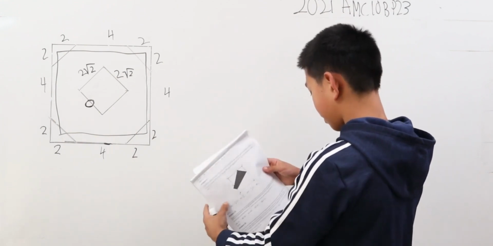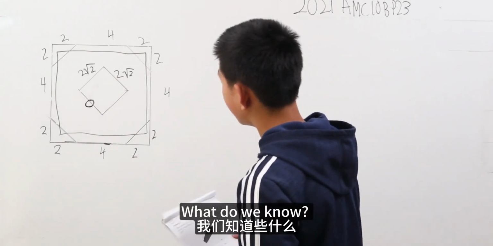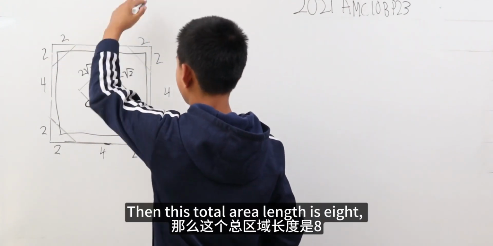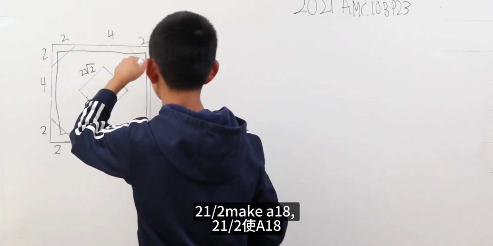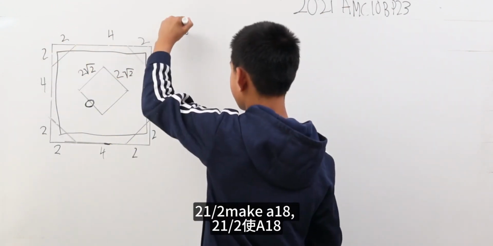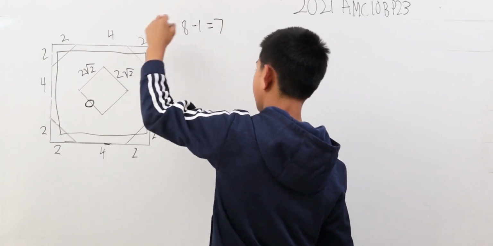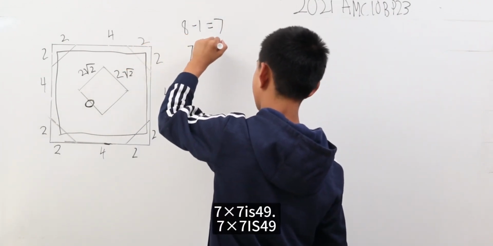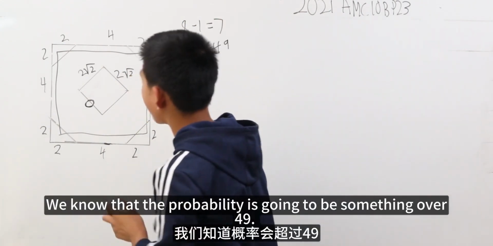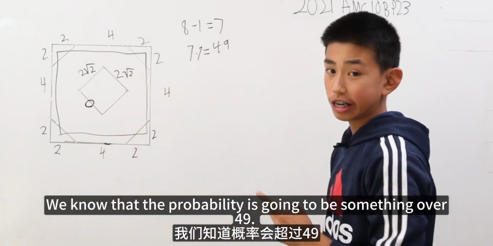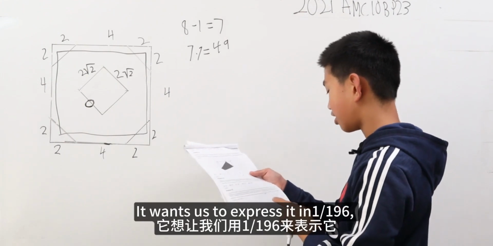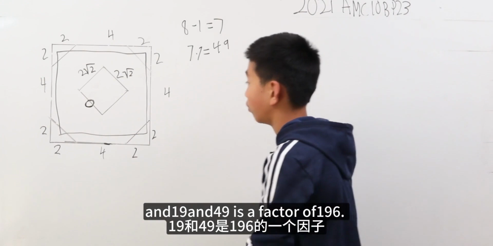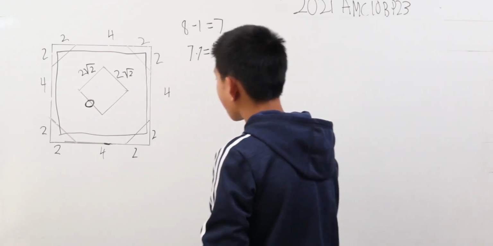Okay, so, well, what do we know? If these two segments are 1/2, and this total length is 8, two 1/2s make a 1. 8 minus 1 is 7. Same goes here. This side length is 7. 7 times 7 is 49. So we know that the probability is going to be something over 49, and it wants us to express it over 196, and 49 is a factor of 196.